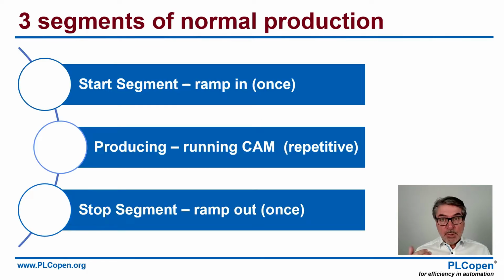So in a normal production, if there are no errors, you see that we have 3 segments. A start segment where we ramp in, a producing segment where we run the CAM in a repetitive mode, and after so many cycles we stop the production.